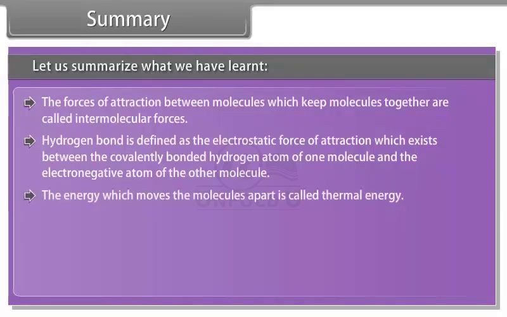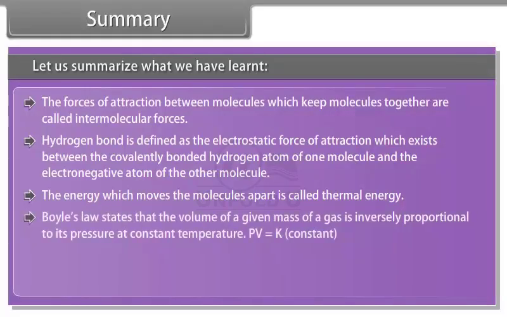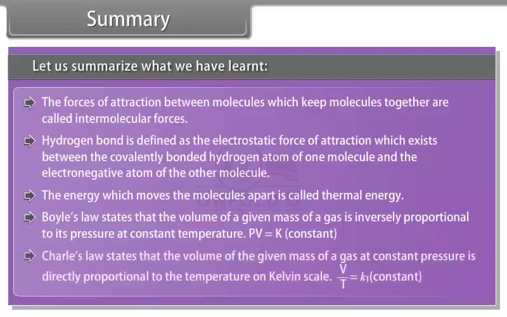The energy which moves the molecules apart is called thermal energy. Boyle's law states that the volume of a given mass of a gas is inversely proportional to its pressure at constant temperature. PV is equal to K, a constant. Charles' law states that the volume of a given mass of a gas at constant pressure is directly proportional to the temperature on the Kelvin scale. V by T is equal to K1, a constant.